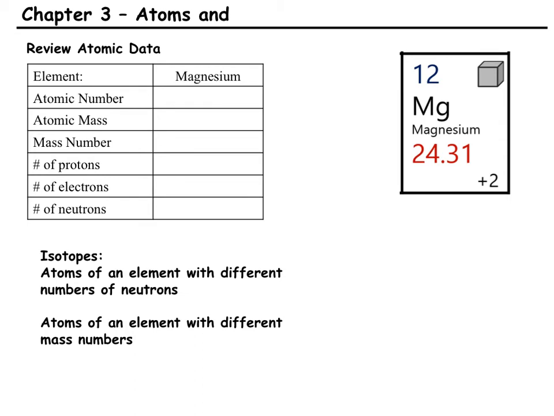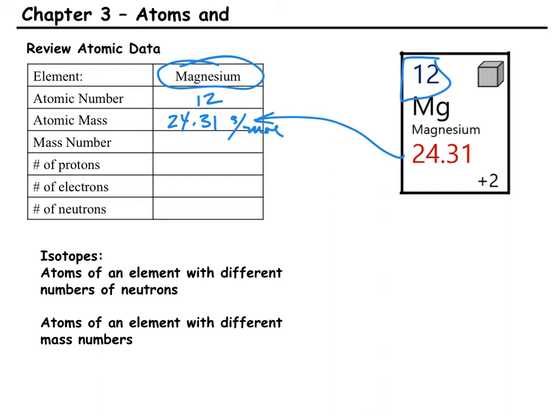All right, we have a data table that has a list of things we need to figure out, and if we are looking at our periodic table, we're going to fill this out for the element magnesium, which is atomic number 12. Now, what's the atomic mass? That would be this number right here, 24.31, and that's in grams per mole, sometimes called the atomic weight.